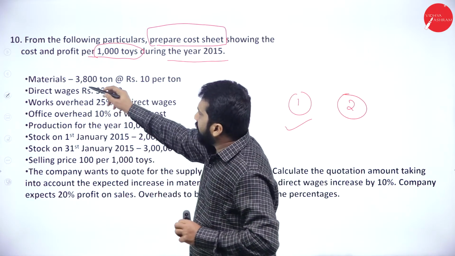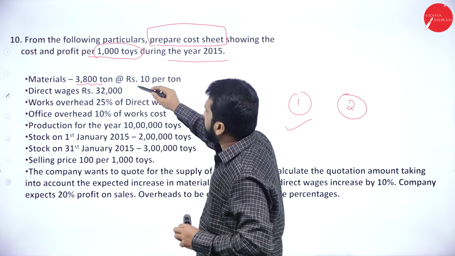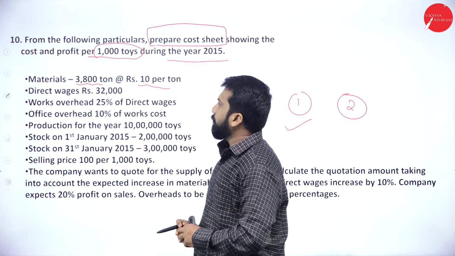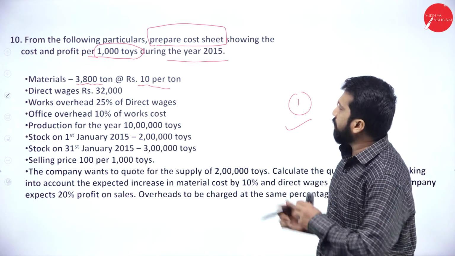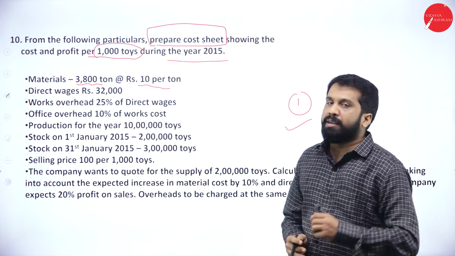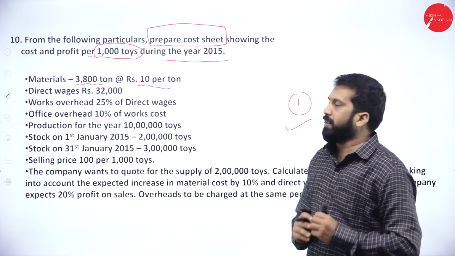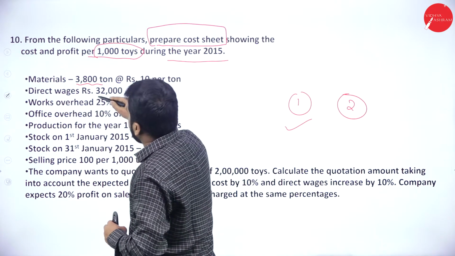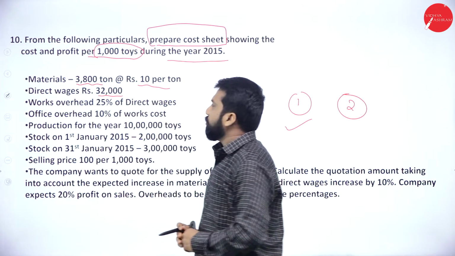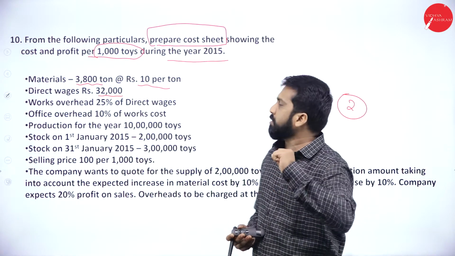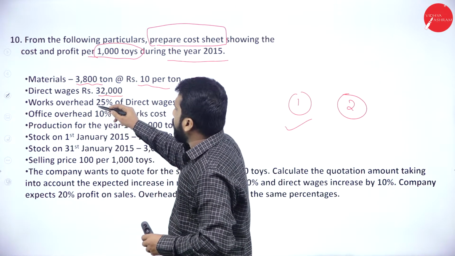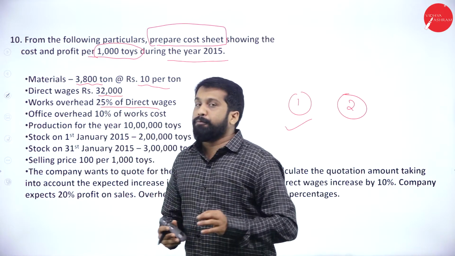Now, material 3,800 tons, rupees 10 per ton. How many tons are you producing? 3,800. What is the price per ton? 10 rupees. Multiply and write. Then, direct wages, it is 32,000. You know that material plus direct wages. Then, works overhead. What is works overhead?